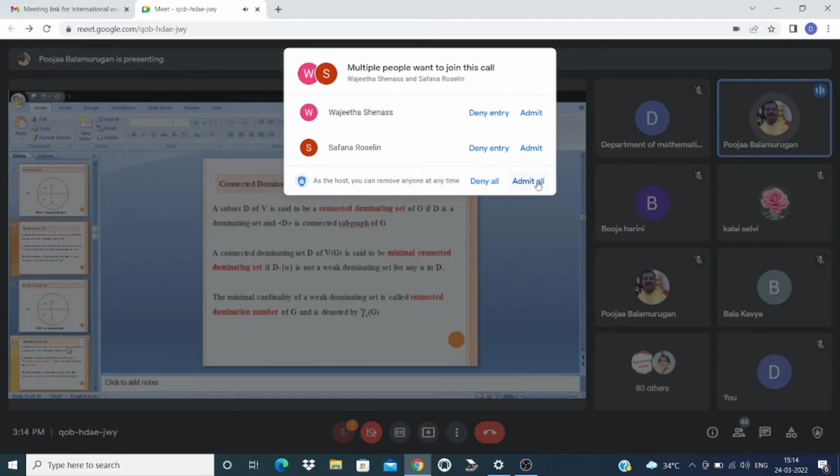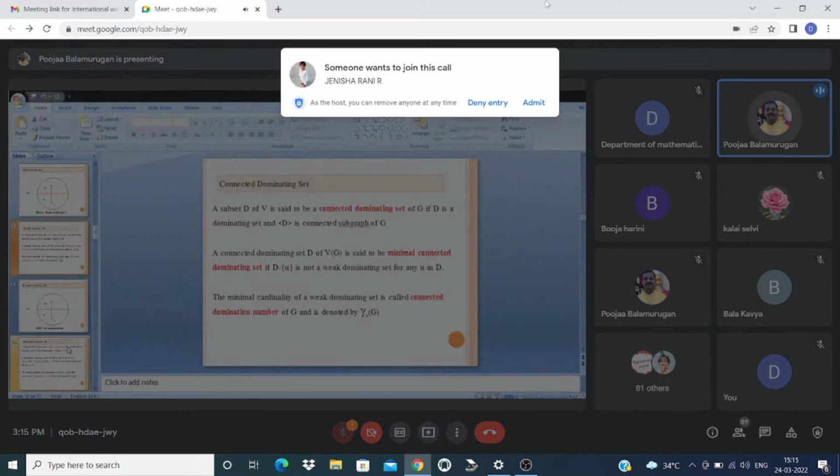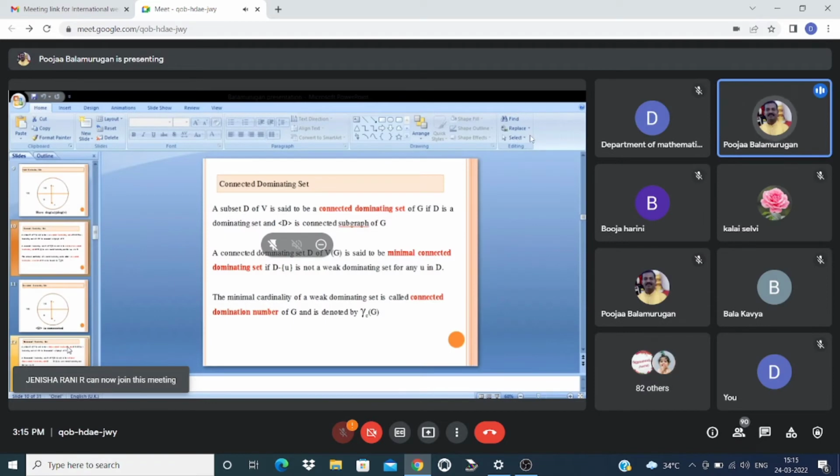So what is a minimal connected dominating set? The same idea: whenever you take one minimal dominating set and remove a single point from that set, then D minus U is not a connected dominating set. That type of set is called a minimal connected dominating set. Right? The minimal cardinality of a connected dominating set is called the connected domination number of G, and is denoted by gamma C of G. Right?